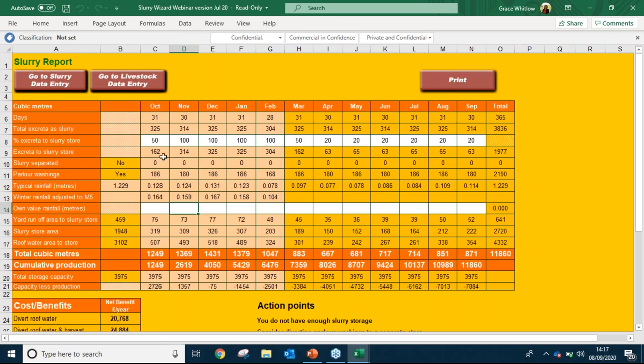So we've got all the information we need. It's done the calculation. There's no slurry separator. Parlour washings there are based on the number of cows in milk and the number of days in the month. We've got rainfall figures. Now, we've chosen a particular farm that is in a heavy rainfall area. It happens to be that STD code you may have recognised as Burnley. And so it's a bit damp around Burnley. And the rainfall figures are reflected here.